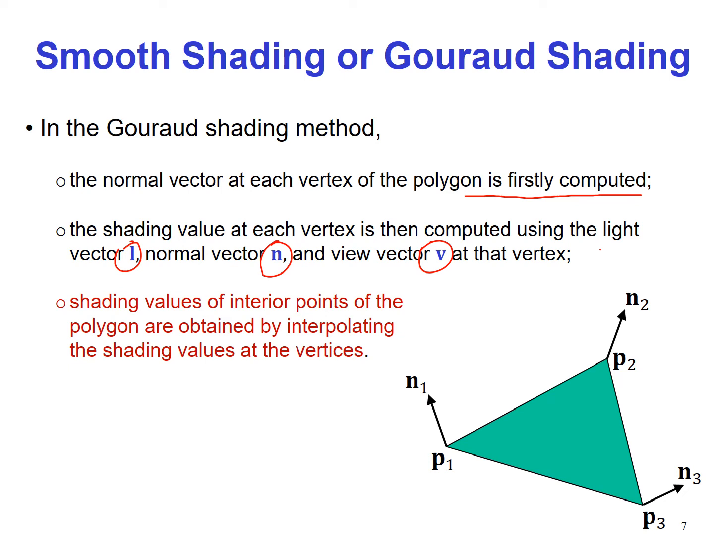Shading values of interior points of the polygon are obtained by interpolating the shading values at the vertices. For example, if we want to find out the shading value of this point, we would interpolate the shading values from this point and from this point. So it is going to be a linear combination of all these three shading values, not the normals, the shading values. And the weights will depend upon how far this point is from each of these vertices. So if we come closer to this vertex, we will get the shade of this vertex more compared to the ones that are far. These two vertices are far, so they will not affect the shade at this point as much as this point affects it.